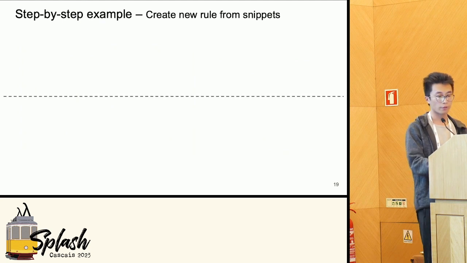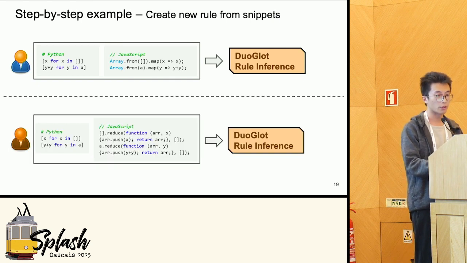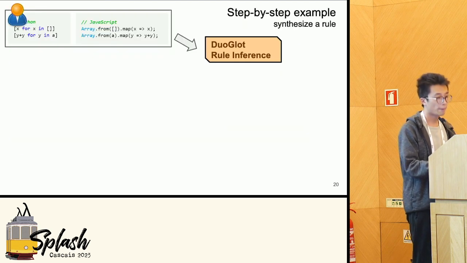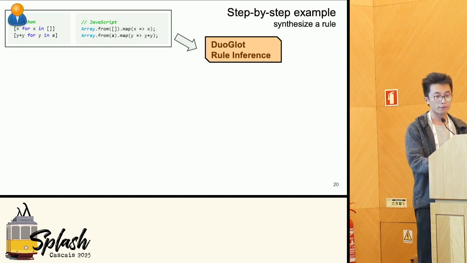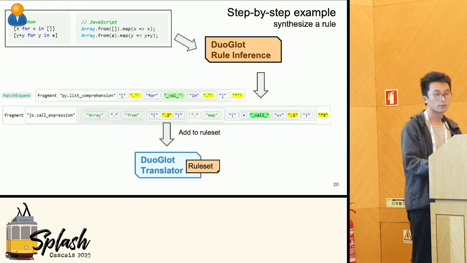The user will provide 1 or 2 pairs of example code demonstrating the translation. Notice that different users may want to use different language constructs and APIs. The code snippets are then processed by a rule inference module in DuoGlot. The rule inference module will infer a rule that can perform the translation demonstrated by the code snippets, and then the rule is added to the rule set.